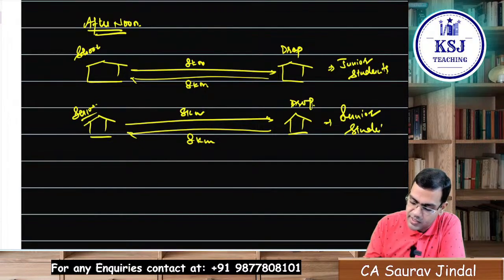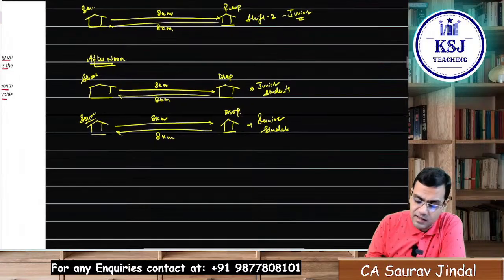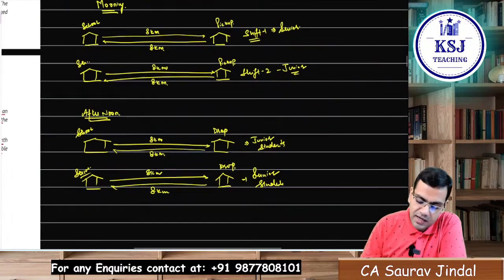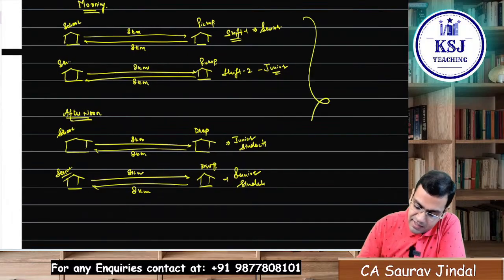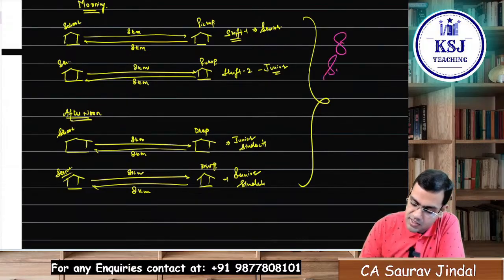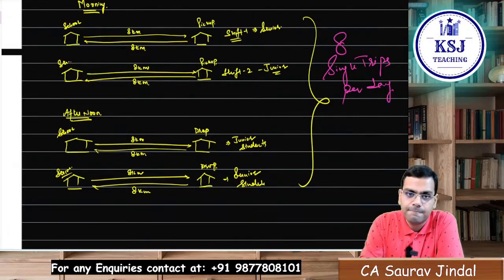Senior students. So how many trips are there for the bus in one day? Sir, in one day there are 8. There are 8 single trips per day. This is per day, right? 8 single trips per day.